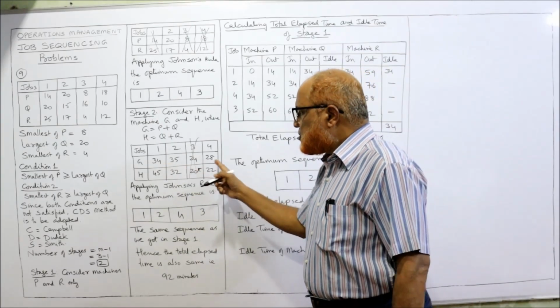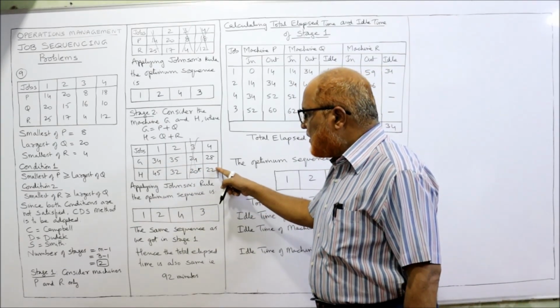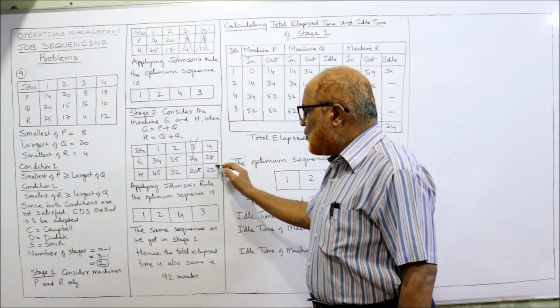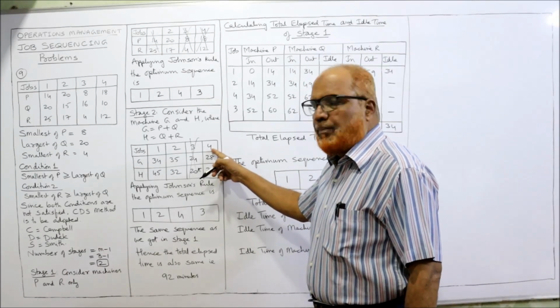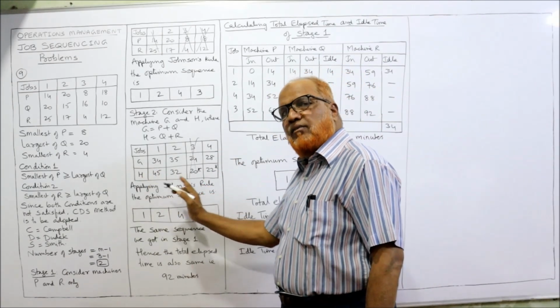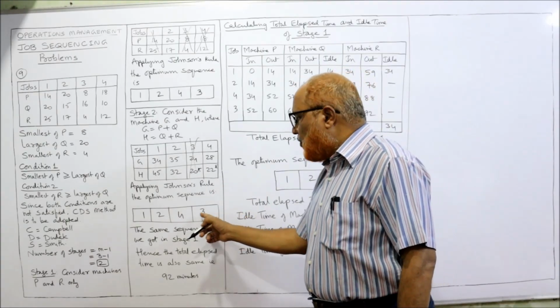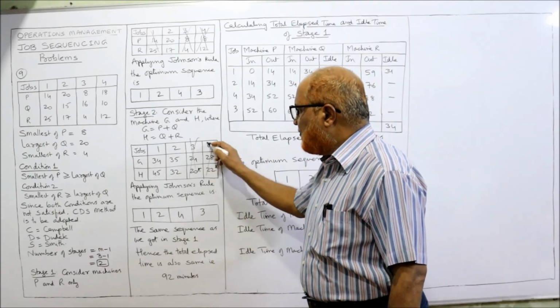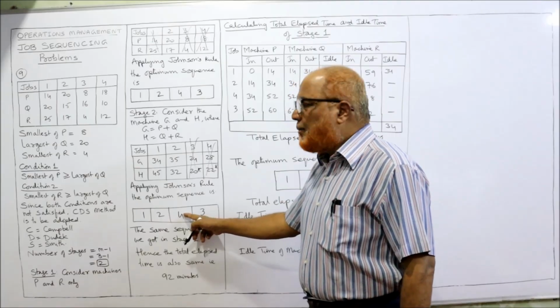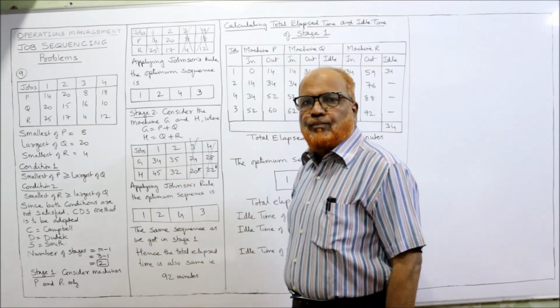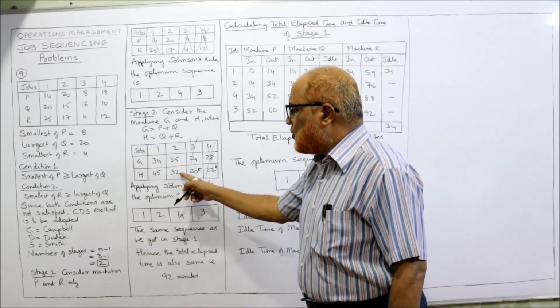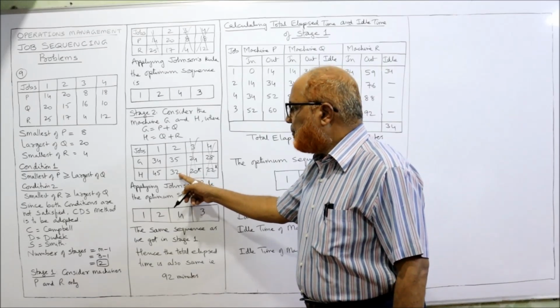Now remaining jobs. What is the minimum? 22 is the minimum. 22 is for fourth job on machine H. Again from the right side. So before 3 I am taking 4. Fourth job also over. Now remaining two jobs are left, 1 and 2. What is the minimum here? 32. 32 is the minimum.